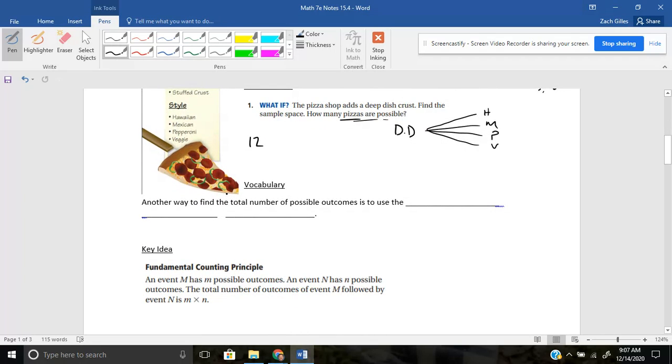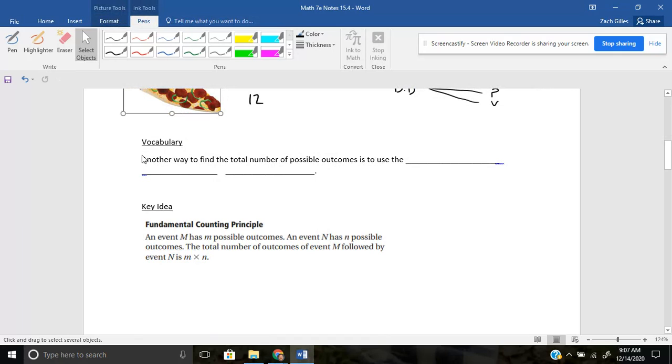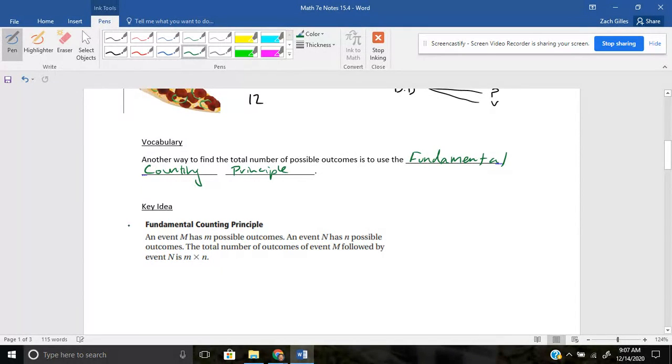All right, let me move this back up just to get this. Okay, for the next vocab section, it says another way to find the total number of possible outcomes is to use the fundamental counting principle. And that's right here in our key idea.